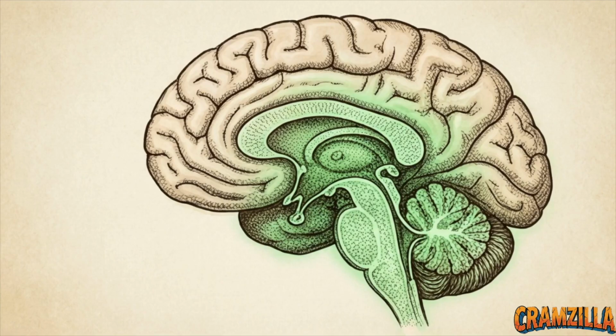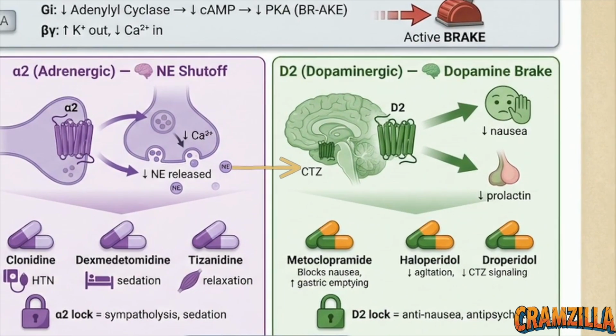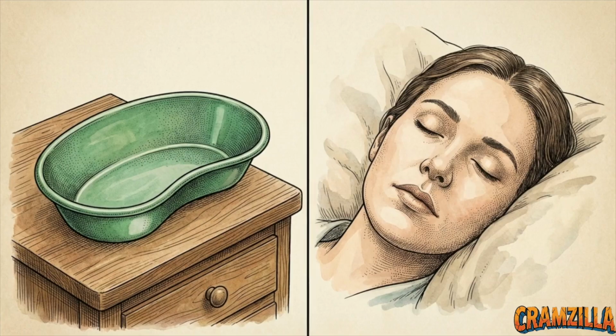We move finally to the deeper structures of the central nervous system. In the green panel, the GI pathway maps to the D2 dopaminergic receptor, a modulator for movement and nausea. The primary geographic target is the chemoreceptor trigger zone, or CTZ. Under normal conditions, D2 activation suppresses prolactin release and transmits nausea signaling through the CTZ. This provides a therapeutic target for managing emesis and acute psychiatric agitation.